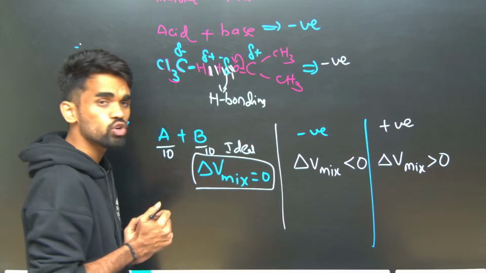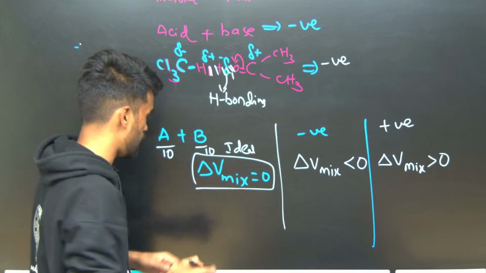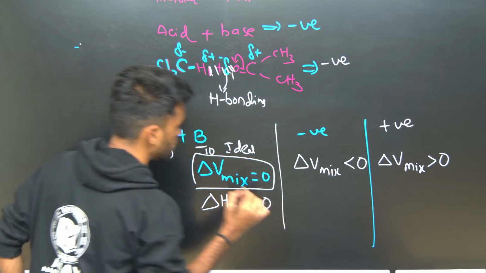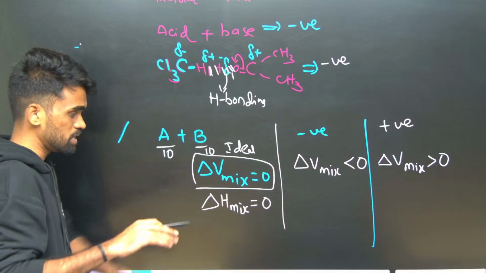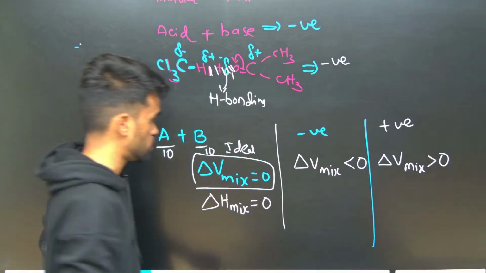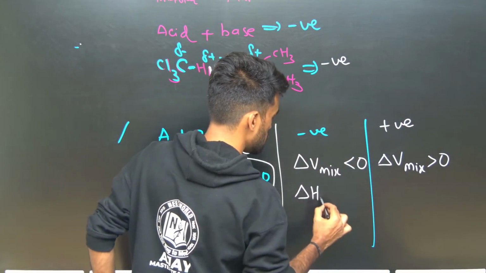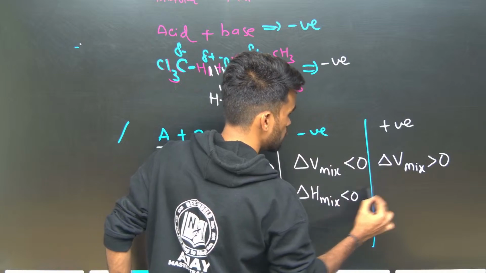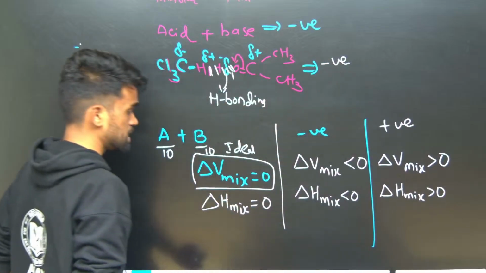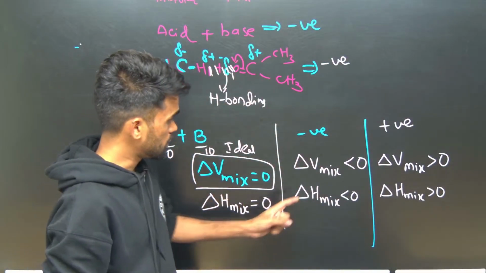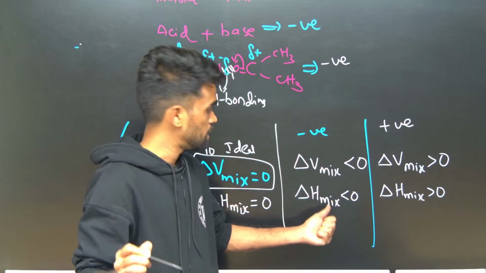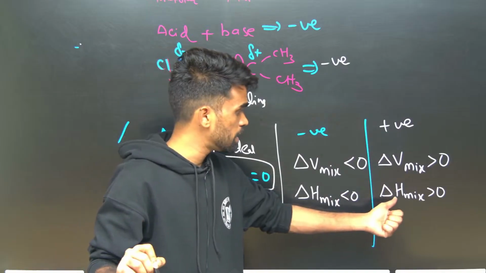See, what about entropy and enthalpy? They will also ask this. So heat energy change, delta H mix, will also be 0 for an ideal solution. It means there is no heat released or heat absorbed for an ideal solution. For a negatively deviated solution, delta H mix will be less than 0, and for positive, delta H mix will be greater than 0. Then next, what about entropy? See, this is about enthalpy. Negative enthalpy means heat energy is released. Less than 0 means released.